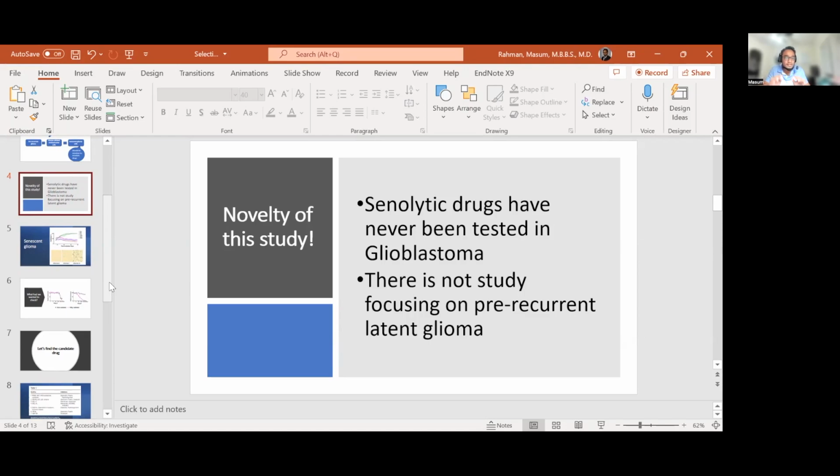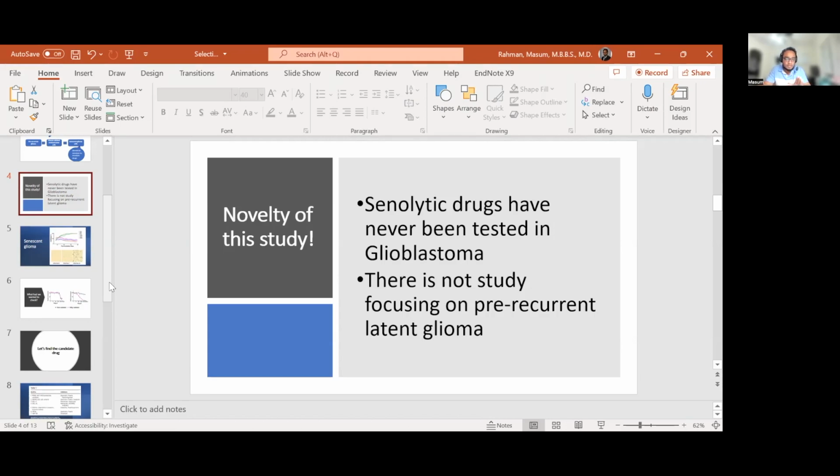For example, senescent cells in the lungs can be sensitive to one particular group of senolytics. Senescent cells in the brain can be sensitive to another particular group of senolytics. So that's what we were looking for: which senolytic can be effective to eliminate the senescent glioma. So that was the first question.